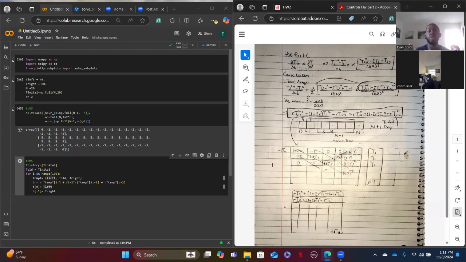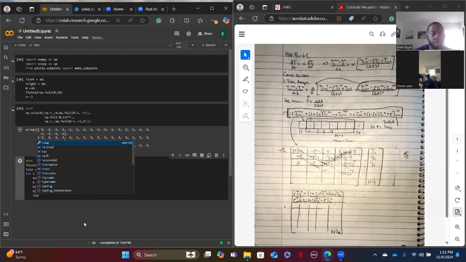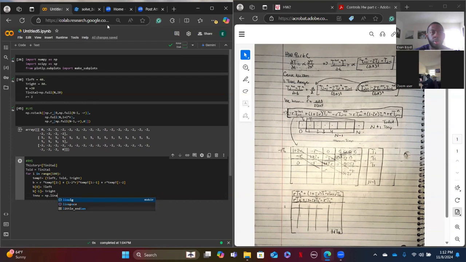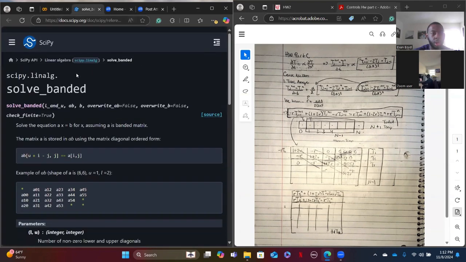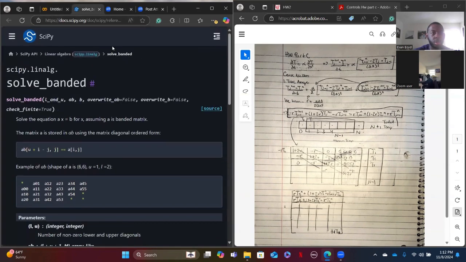All right. So now after we have that, we are set to go. Now we'll use the linear algebra that we stated earlier. So we do our new temperatures is equal to np.linalg, which is stated right here. I put it here so you guys have an explanation.